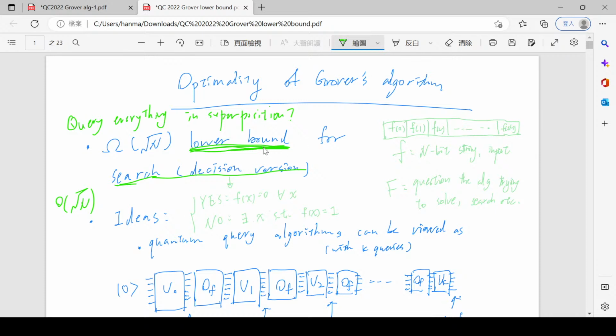And what we are going to show is that this is not possible. There is this omega square root n bound. Even if you try to design a different algorithm from Grover, it will not be better, at least asymptotically.